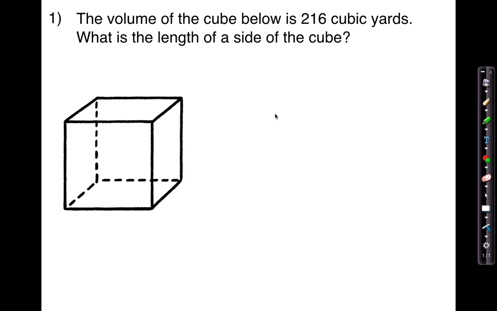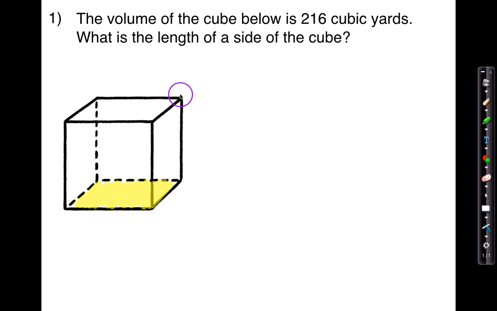It says, the volume of the cube below is 216 cubic yards. What is the length of a side of the cube? So for volume, what we do is first we find the area of the base, and then we multiply it by height. In this case, first of all, let's consider the base, which is this right here. Since it's a cube, the base is a square. So we're basically going to do the area of the base times height.